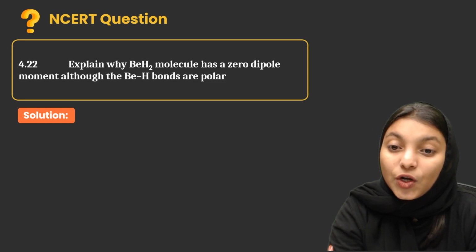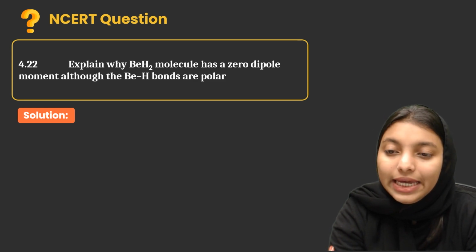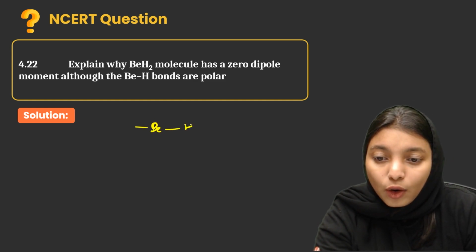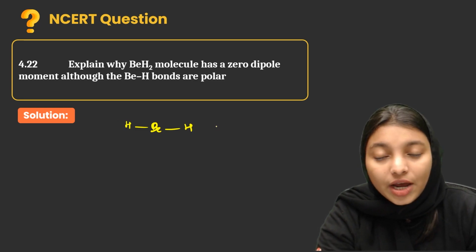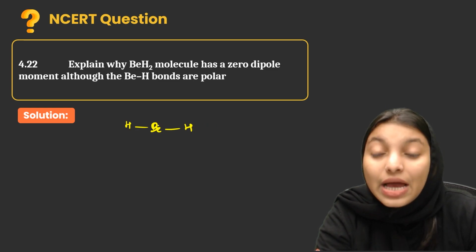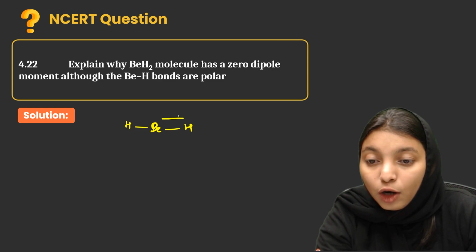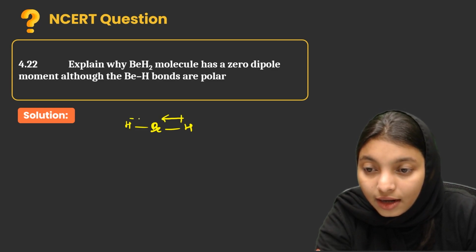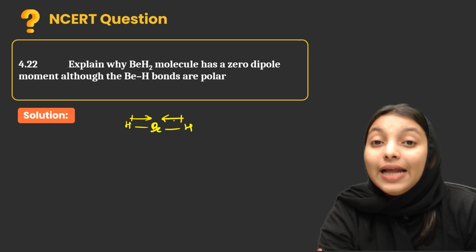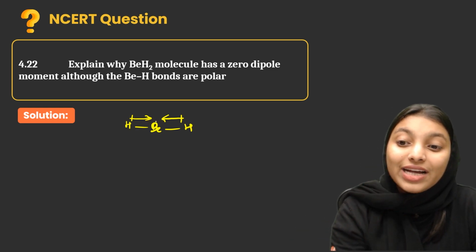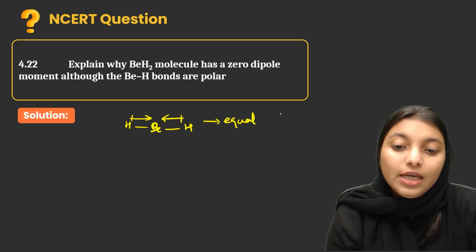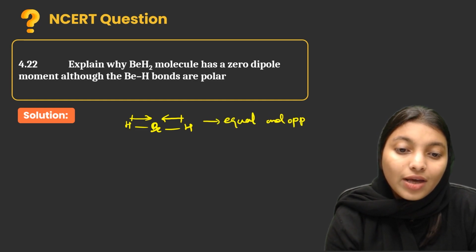Explain why BeH2 molecule has a 0 dipole moment, although Be-H bonds are polar. Very easy. We know for BeH2 the bond angle is 180, or it is linear in shape. So when we look at Be and hydrogen, electronegativity is more for hydrogen. So the dipole moment we can write like this here, and here it will be like this. We know the direction of the dipole moment is from least electronegative to most electronegative. Since dipole moment is a vector quantity, we have to do the vector addition of these equal and opposite vectors.